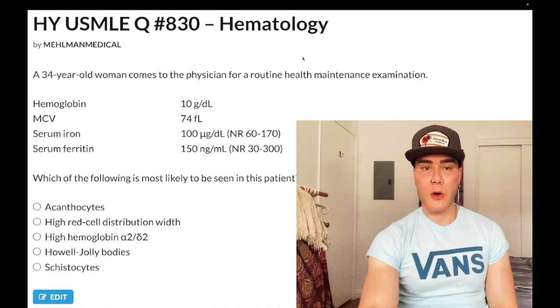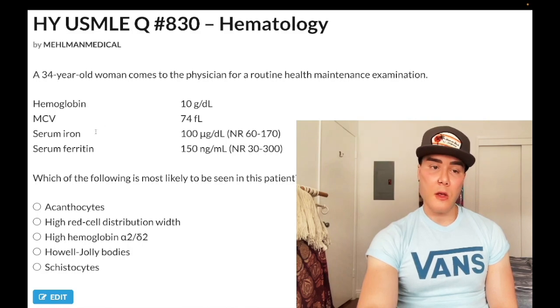Now start the clip. 34-year-old woman. She has low hemoglobin, 10 grams per deciliter. Should be 12 to 17.5. Menstruating women, 13 to 17.5. Non-menstruating women and men. MCV low, 74. Should be 80 to 100. So we have a microcytic anemia here, for starters. And then you see that the iron and ferritin are normal. So we can summarize this as a microcytic anemia despite a normal iron and ferritin. And I'll talk about that as we move through the question. Which of the following is most likely seen in this patient?